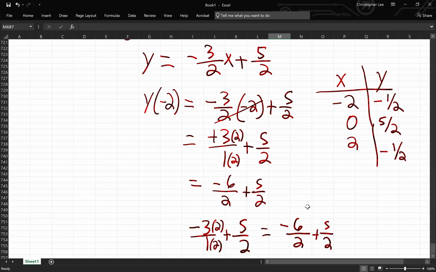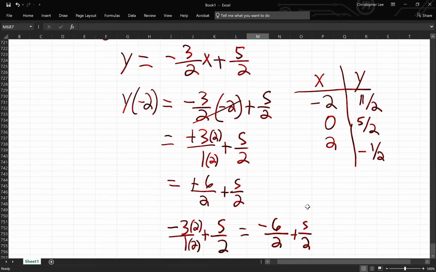Wait, a negative times a negative is positive, never mind. That's better: 6 over 2 plus 5 over 2 is 11 over 2. I don't feel like graphing fractions, but y'all get the idea. Two points on the graph, make a line.